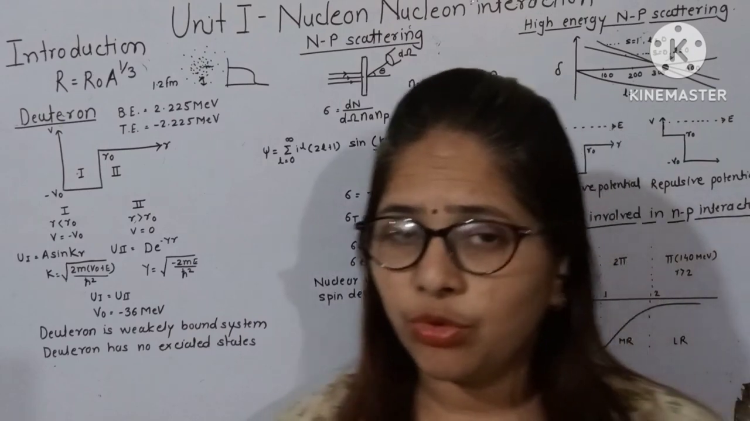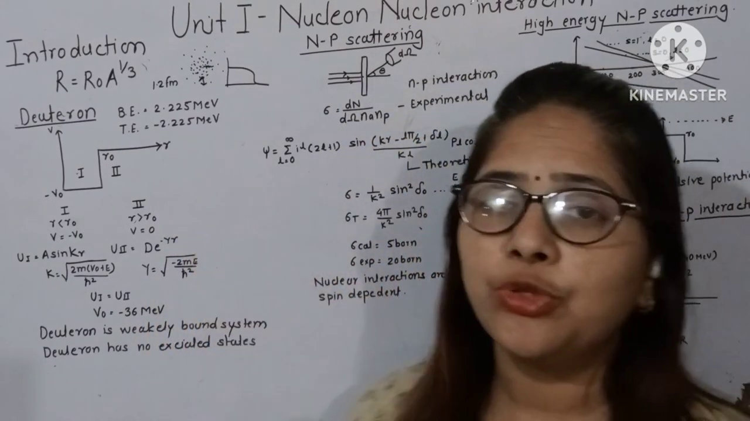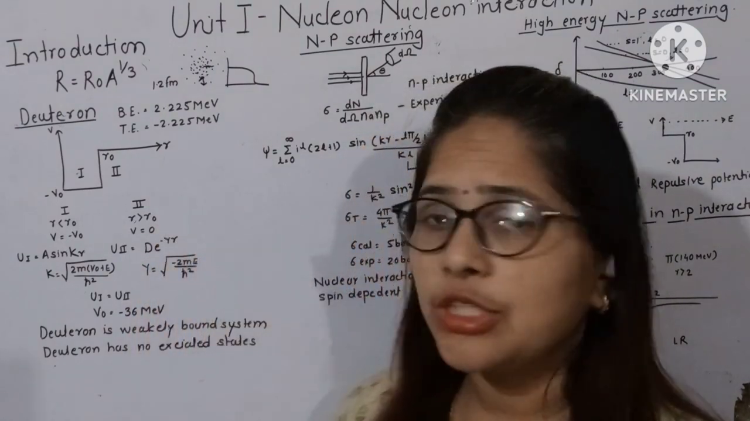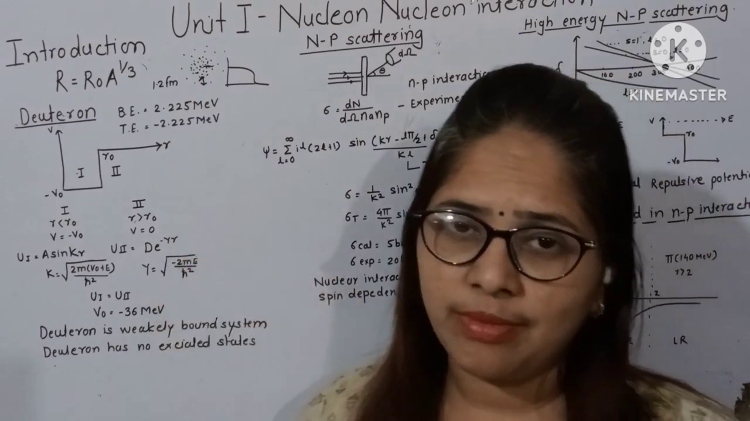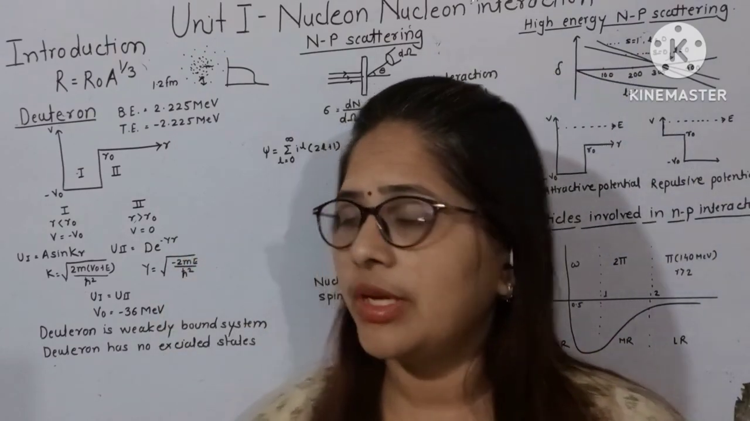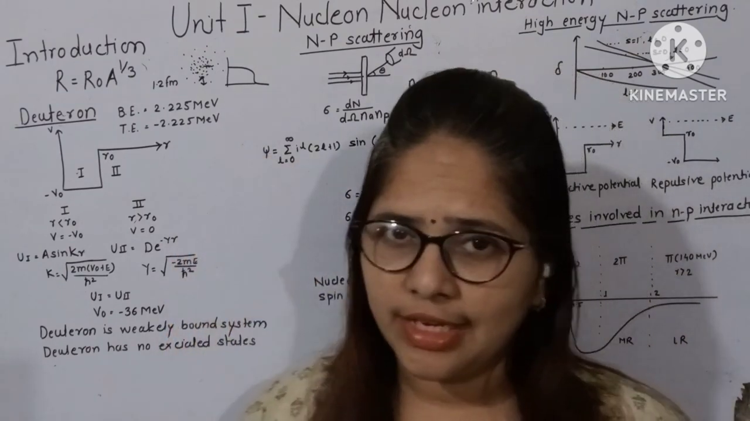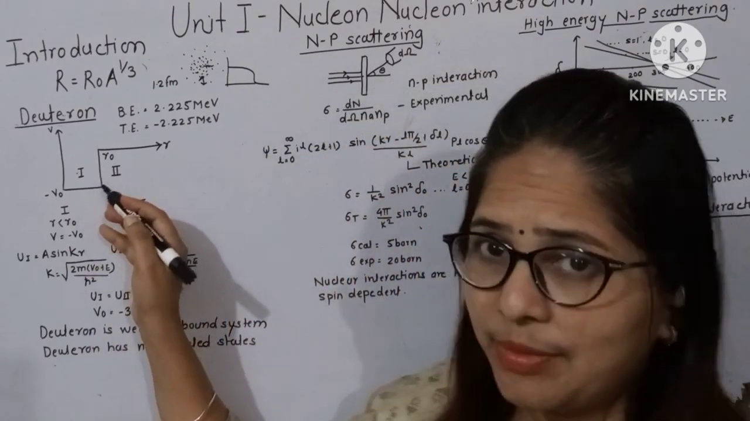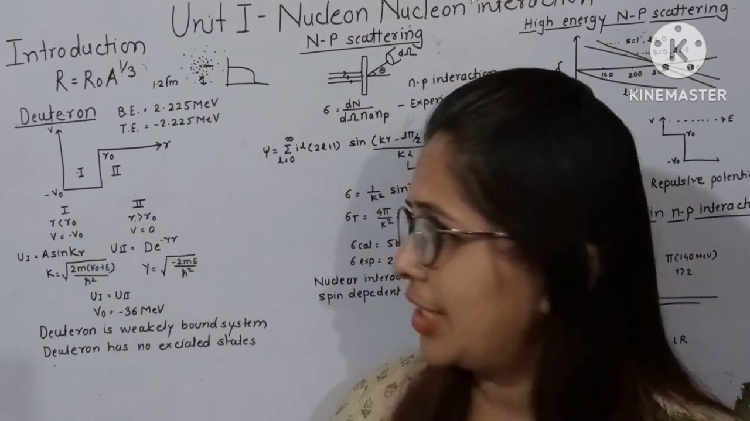What we know about the deuteron is that its binding energy is 2.225 MeV, whereas its total energy is of course minus 2.225 MeV, and the binding energy per nucleon is 1.112 MeV. Now this diagram is very important, which is called a square well potential.